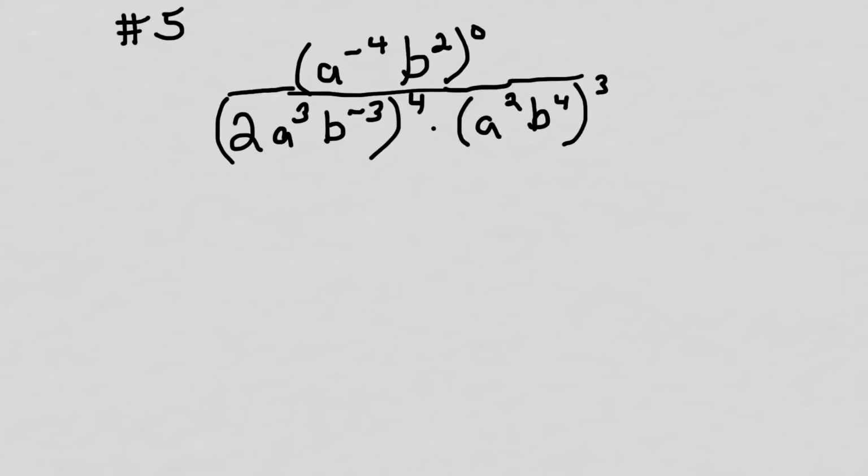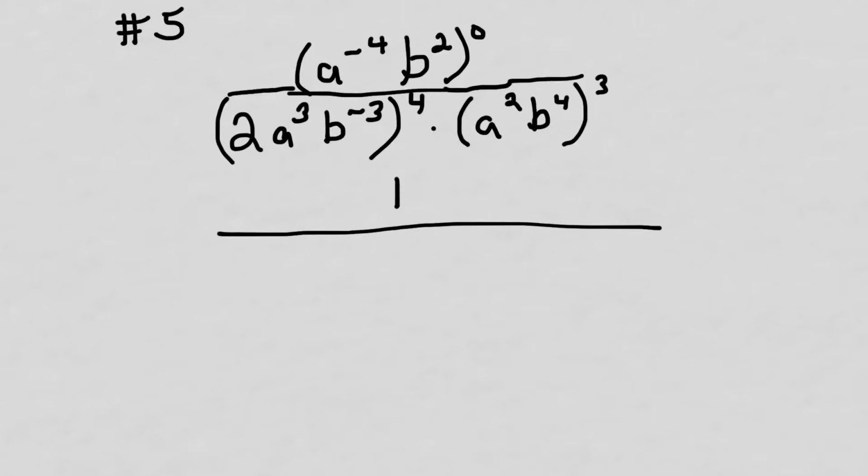All right, like I've said several times, anything to the zero power is just 1. So this whole a to the negative fourth times b to the second, if you take all of that to the 0 power, you're still just going to have 1. Anything to the 0 power is just 1. Now let's take care of the denominator.